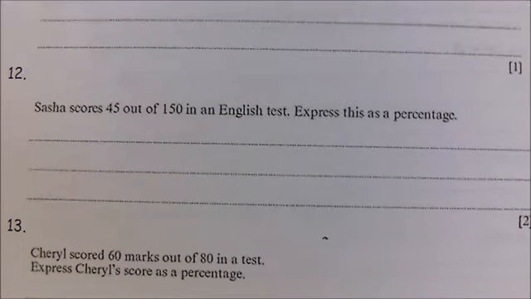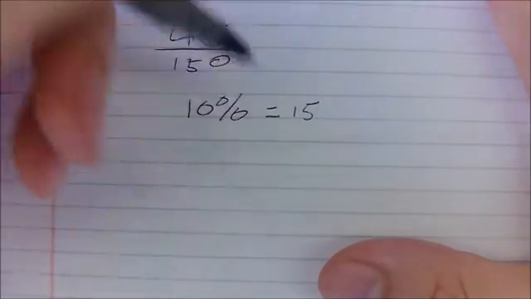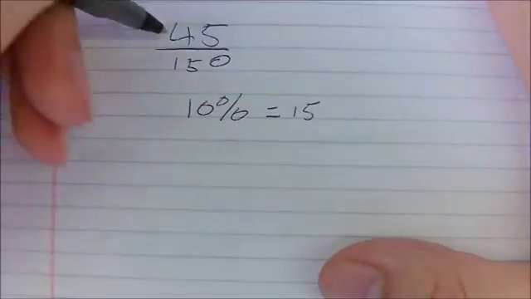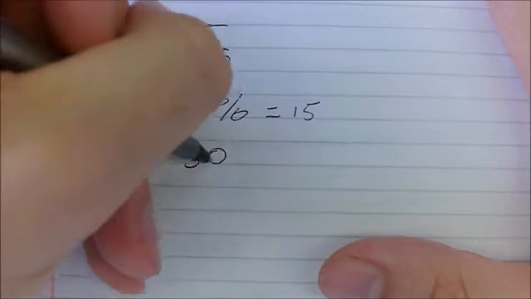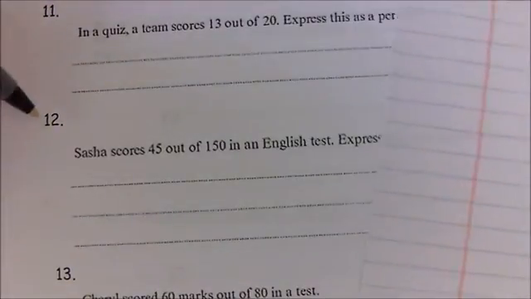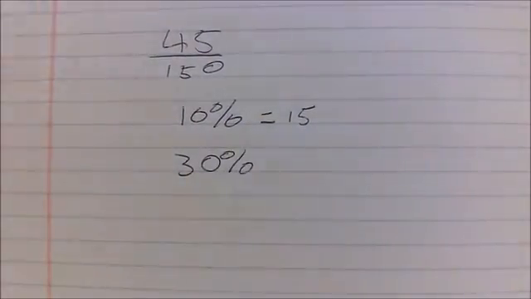Sasha scores 45 out of 150 in an English test. Express this as a percentage. So 45 out of 150. There's a couple of ways to do this, as the other questions. I would say that I know that 10% is 15 marks. So how many 15s go into 45? Well, that's 3. So Sasha got 30% in the English.